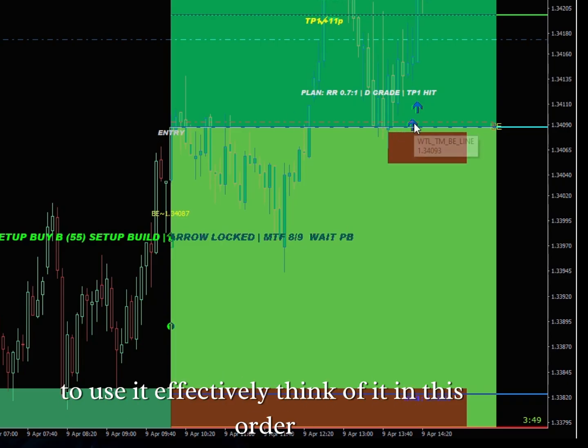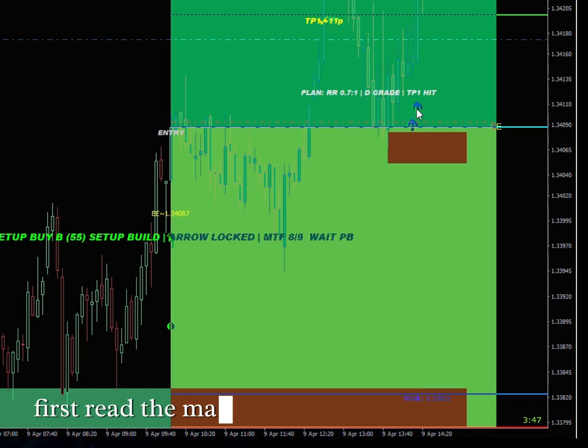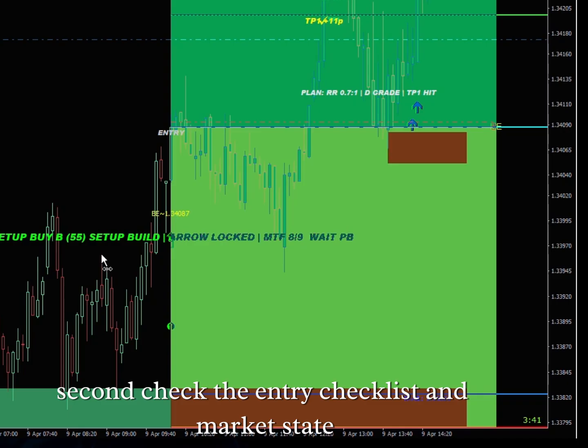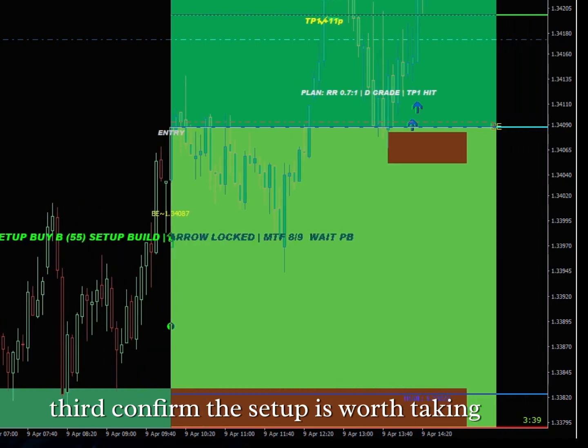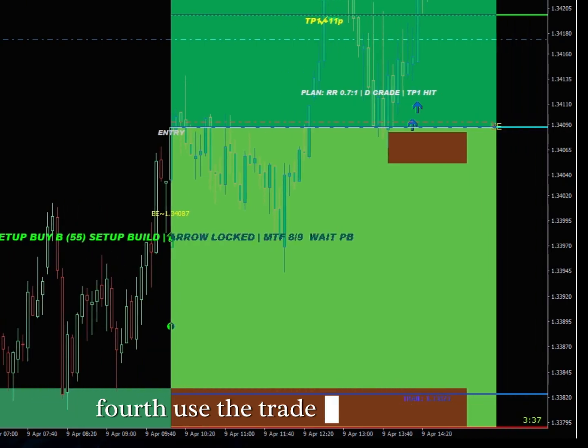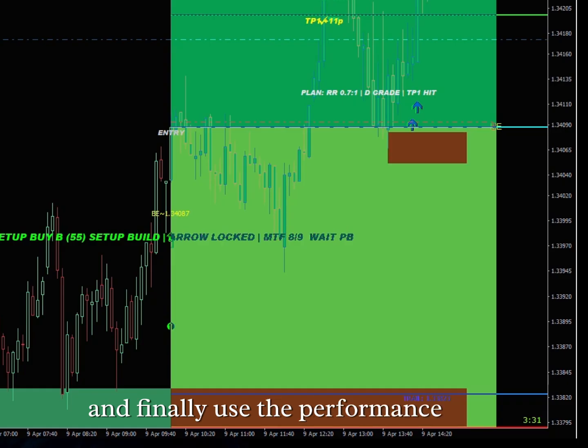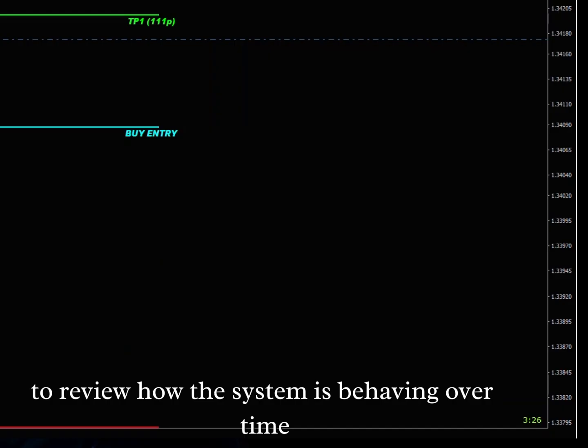To use it effectively, think of it in this order. First, read the main signal and quality area. Second, check the entry checklist and market state. Third, confirm the setup is worth taking. Fourth, use the trade command and projected chart levels to manage the trade properly. And finally, use the performance analytics and trade ledger to review how the system is behaving over time.